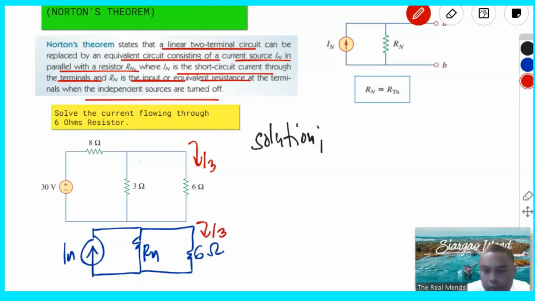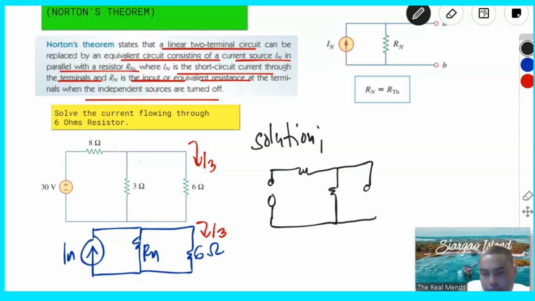So now let's find the value of RN. So how? Okay, let's short this power supply. That is 30 volts. Okay, later on we will short that. This is 3 ohms. And then this is now the RN. We removed the load of 6 ohms and placed it here in Norton's circuit. Okay, and then make a label. This is 8.